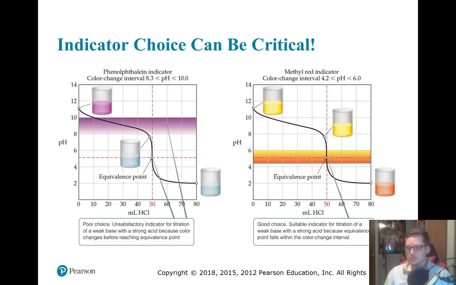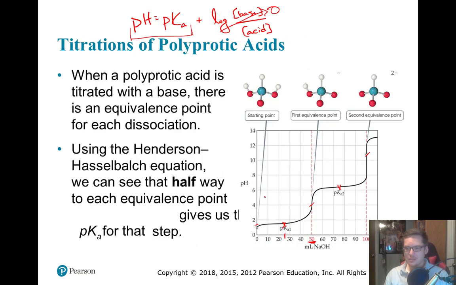Okay. We could do the same thing for the bases as well. So if we have something like this, again, they keep choosing 50, which is kind of nice, but at the same time not representative of most reactions. But if we went to 50, then 25 would be here, halfway to the equivalence point. So whatever the pH is here, halfway to the equivalence point, that pH would be equal to our pKa. So it's pretty nice.